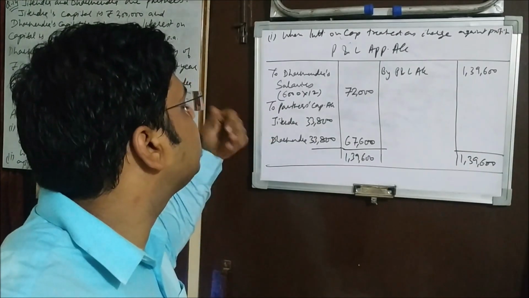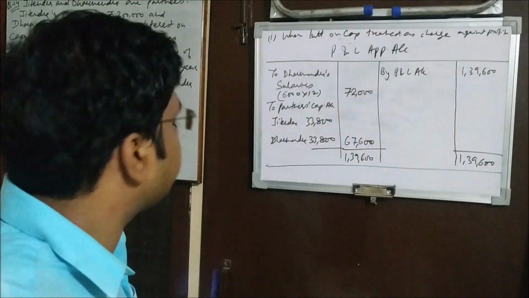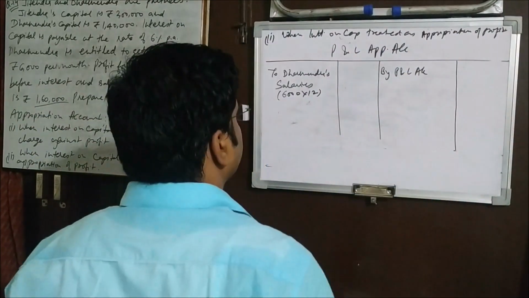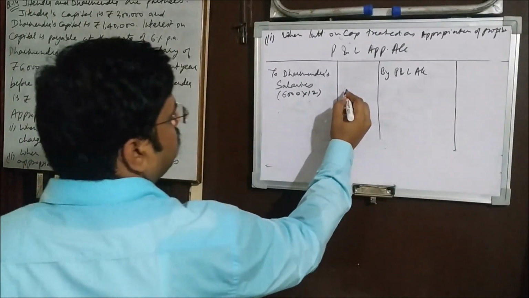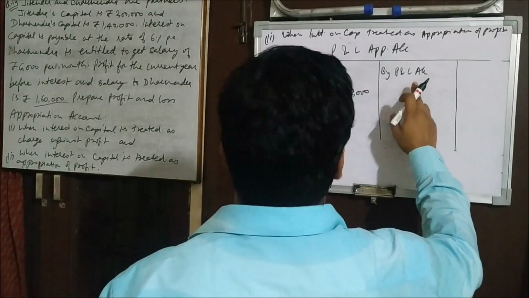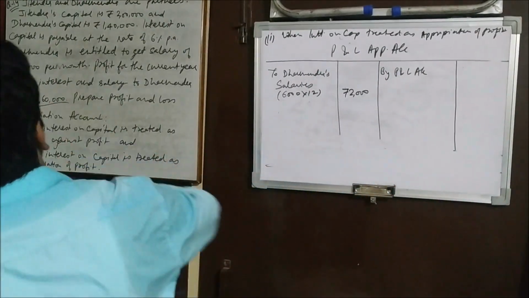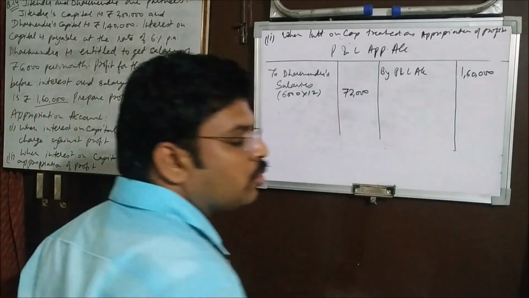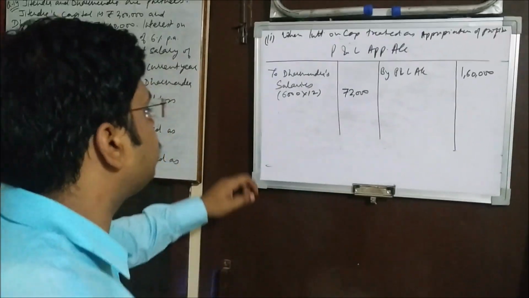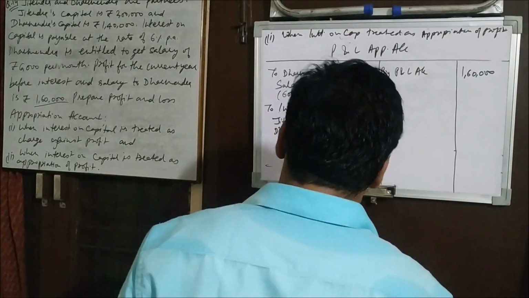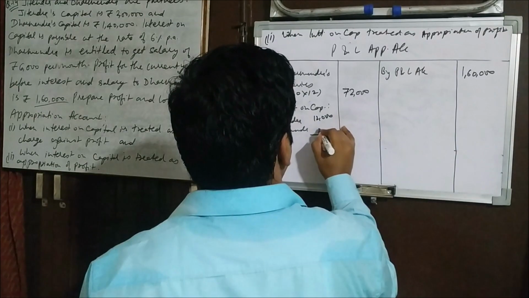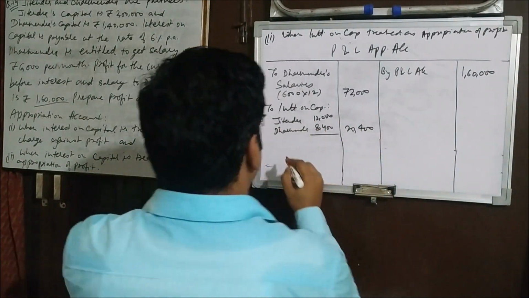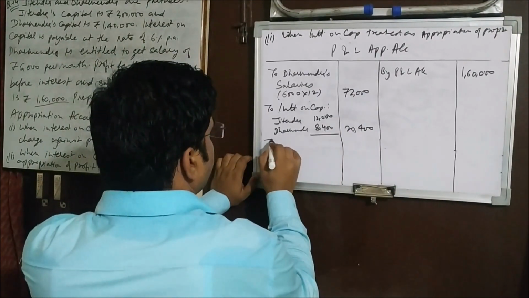Alright, now let's attempt the same question under the second case when it is treated as appropriation. So in that case, this entry will remain similar, and in this profit and loss account, how much profit will you transfer directly? 1,60,000. Because interest on capital has not been distributed, it will be distributed here itself. So what was the amount of interest on capital for both? That is 12,000, that is 8,400, 20,400. Now the rest of the profit will be distributed between them.